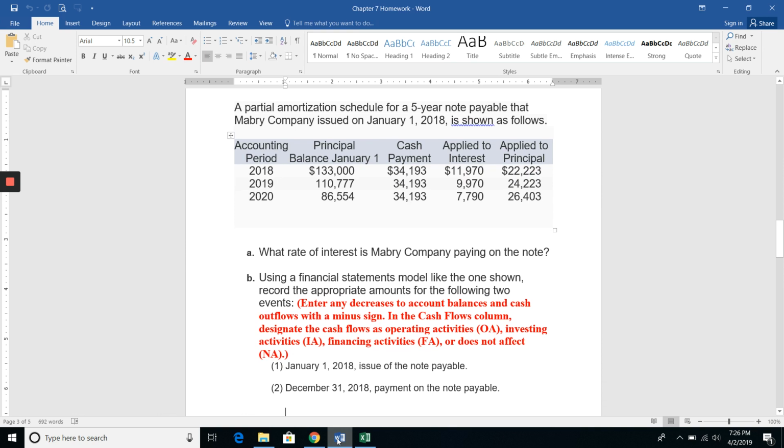Question 3 here. A partial amortization schedule for a 5-year note payable that the company issued on January 1, 2008 is shown as follows. So the beginning principal balance was $133,000. We're making regular recurring payments of $34,193. Here's our interest portion. The rest goes to principal. So the first question is, what's the interest rate that the company is paying on this note?